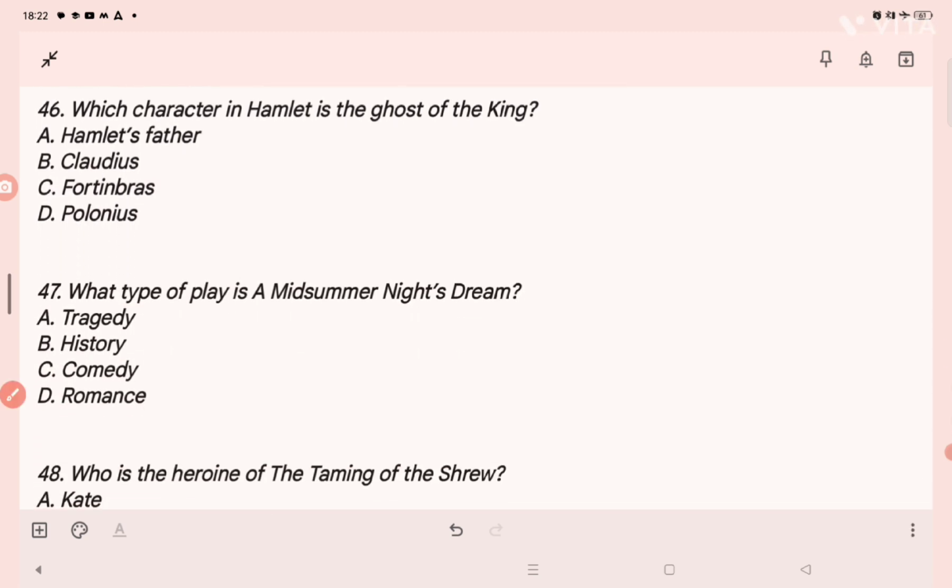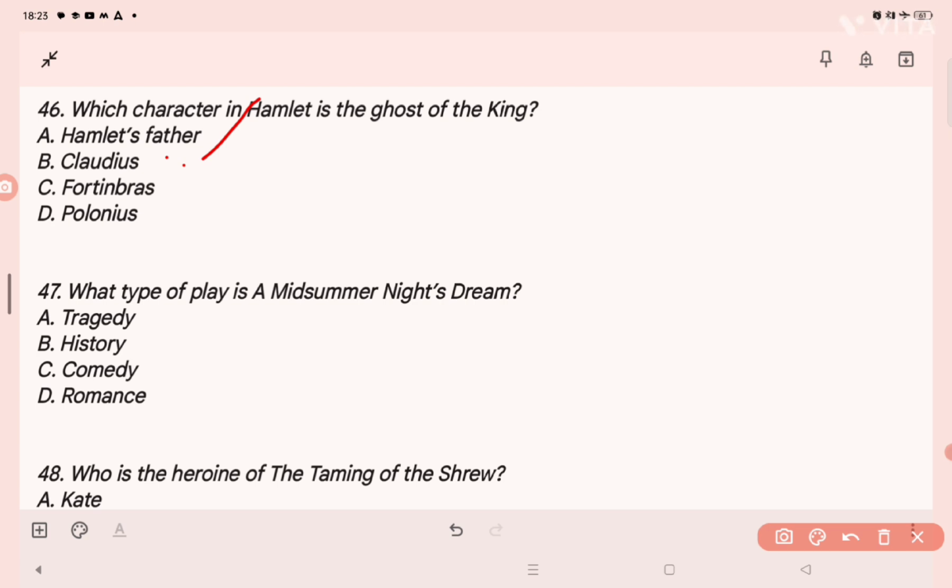Which character in Hamlet is the ghost of the king? Claudius, no, Hamlet's father. In Hamlet, the ghost of Hamlet's father reveals the truth about his murder, prompting Hamlet to seek revenge.